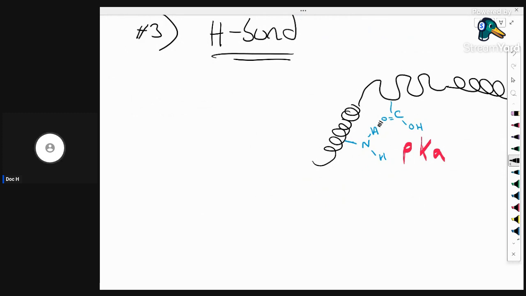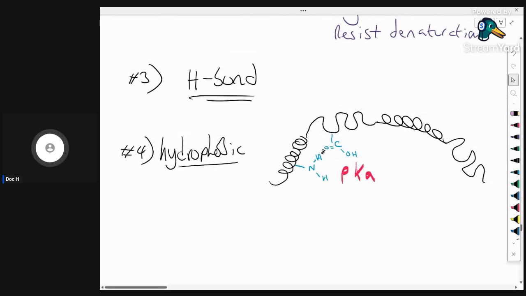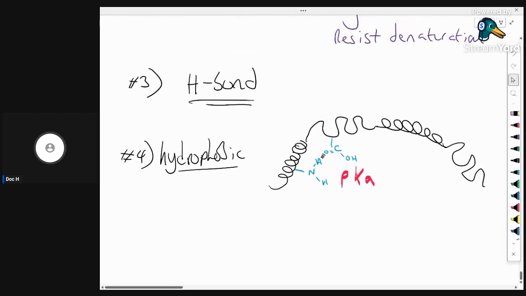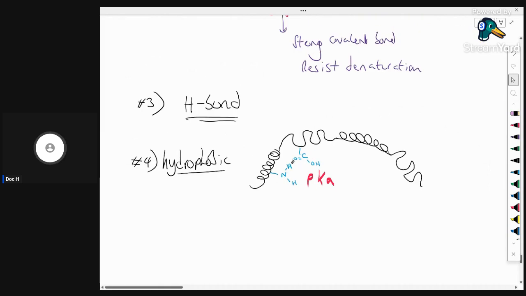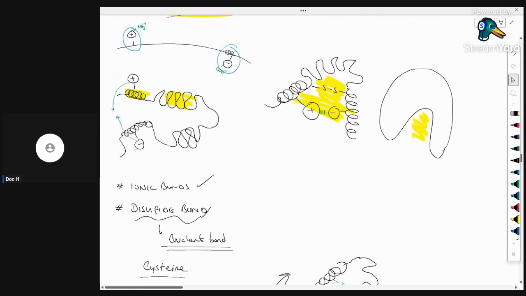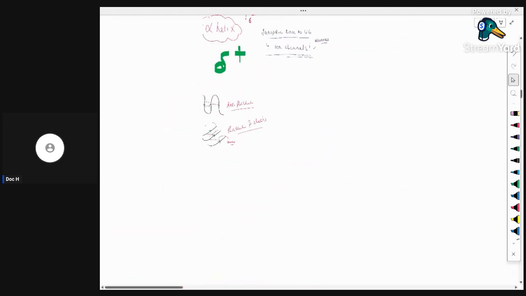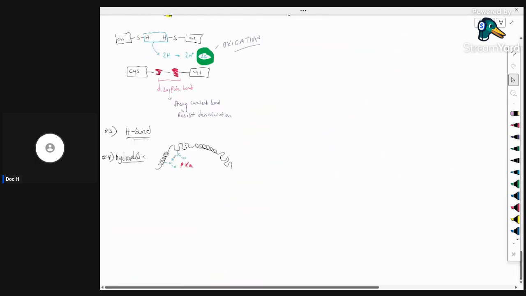Just know that hydrogen bonds can help stabilize the structure. The fourth thing is a hydrophobic interaction. And this is mainly just to say that you can have R groups that are hydrophobic, that hate water, and they're going to cluster themselves together on the inside of the protein. So I'll draw it out first. I think that makes sense.